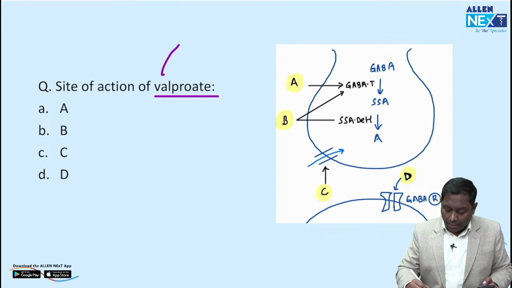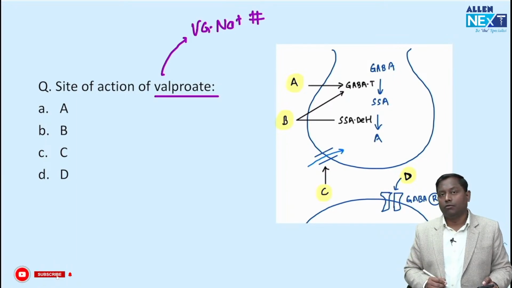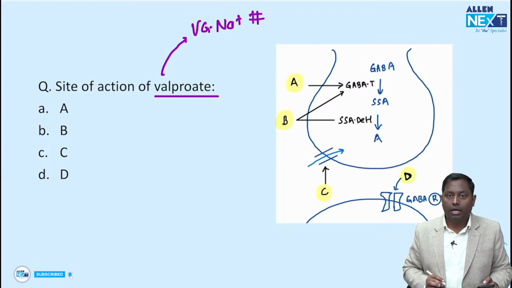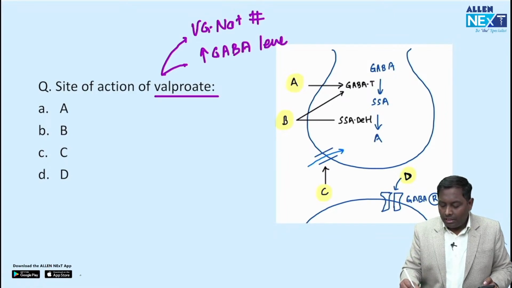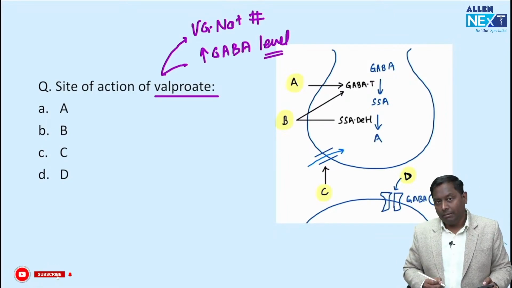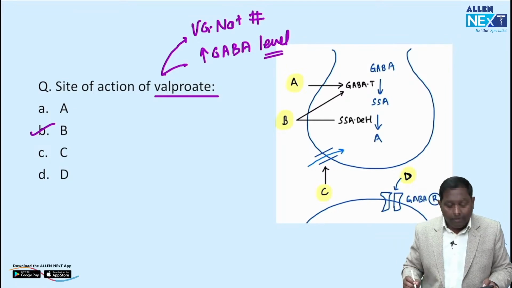See, valproate directly, it's one of the voltage gated sodium channel blockers. Okay? In addition to that, it is also having GABAergic property, so it can increase the GABA level as well. The GABA level increment by valproate is by two important mechanisms. The correct answer here is this one, B. Let us see what Goodman and Gilman has to say about this, that how valproate can increase the GABA.